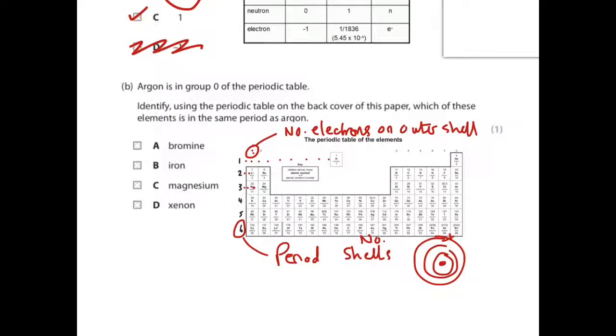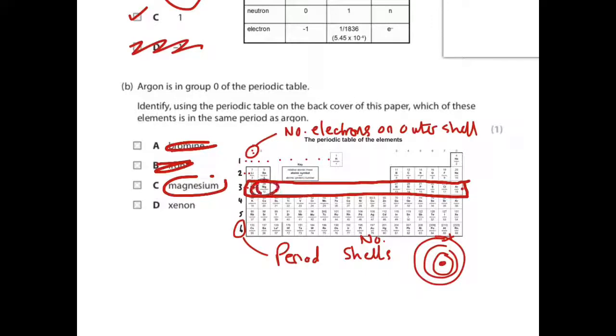So argon, if we look, is over here. So we're looking for an element which is in this row over here. So which of these? So there's bromine, no, not bromine, iron, not iron, magnesium. Yes, there's magnesium over here, so that's the answer.